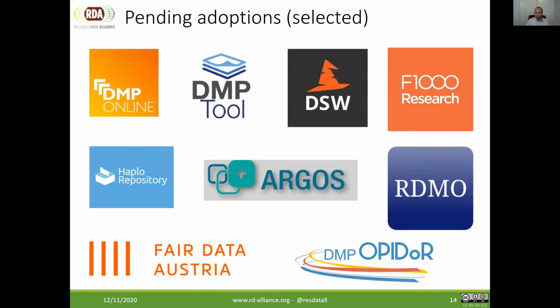So the recommendation has been issued, and we currently have a set of pending or finished adoptions. We have here most of the DMP tool providers: DMP Online, DMP Tool, Data Stewardship Wizard, LDM Organizer. We also have some publishers like F1000 Research. We also have one data repository, Haplo, and some projects like Fair Data Austria that is building infrastructure using MADMPs in Austria. This is only a selected set of adoptions we have.